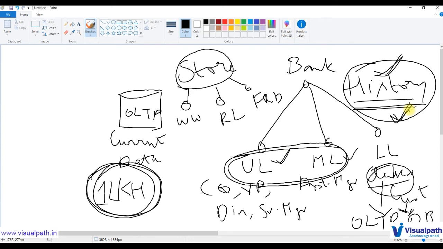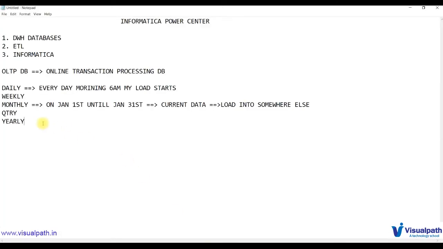Now, we know that your current data resides in your OLTP database, but where does your historical data reside, or where is it placed? That is placed in a separate database called your OLAP database. This is called the online analytical processing database.